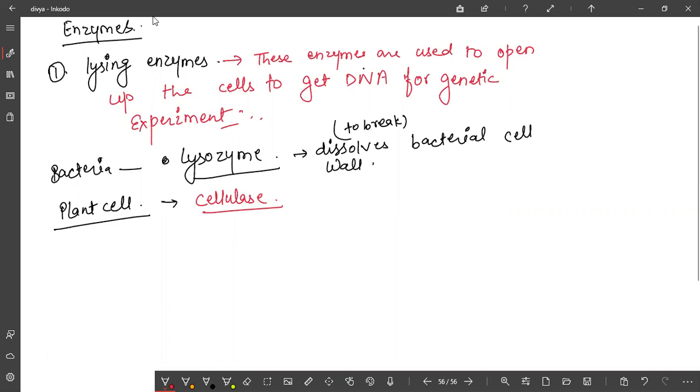And suppose that you want to take DNA from fungi. The fungal cell wall is made up of chitin. So for this you need the enzyme chitinase. Chitinase. I think you have to do a lot of practice for NEET.